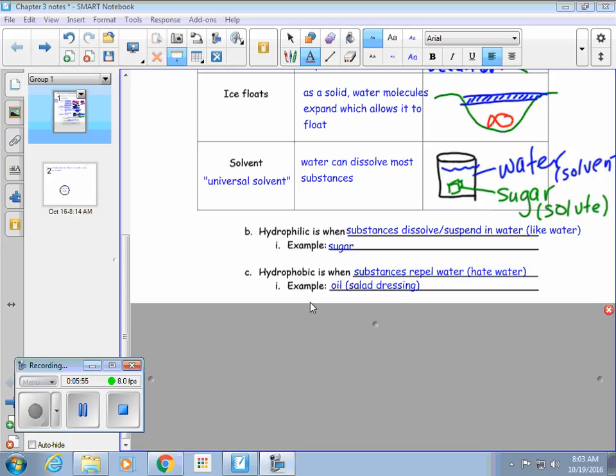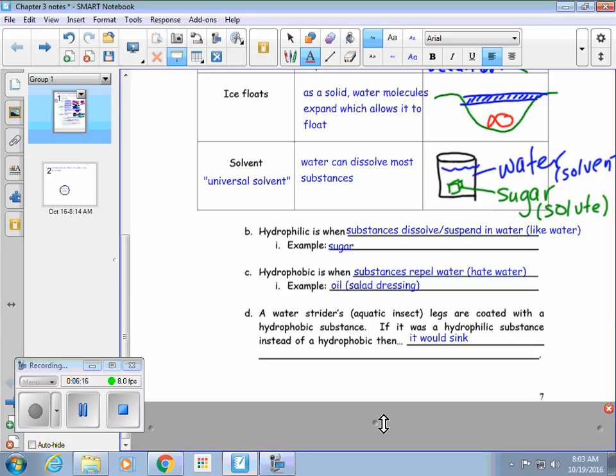Another thing to remember about hydrophobic molecules is that a hydrophobic molecule is a non-polar molecule. So oil is non-polar, and non-polar is not going to mix with a polar molecule. Water is polar, so that would make sense.